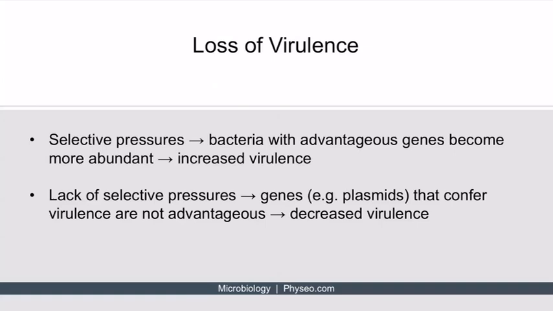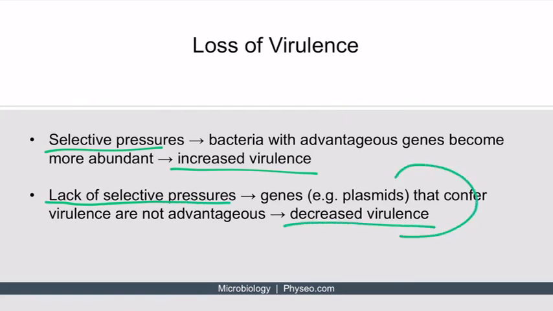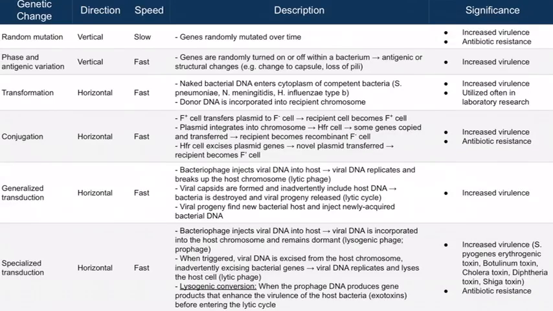So the point is this: selective pressures can increase virulence, and lack of selective pressures can decrease virulence, which often looks like a loss of plasmids. To dominate step 1, you need to be familiar with each type of genetic change listed on this table.